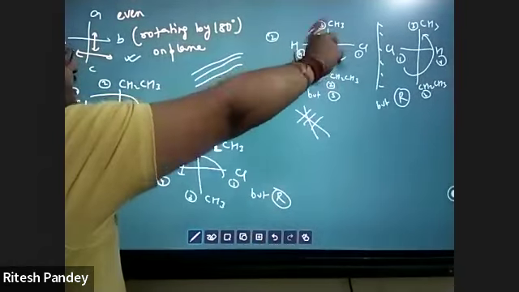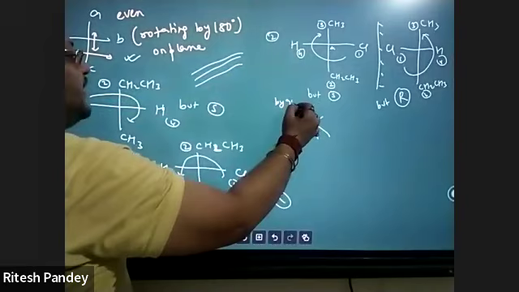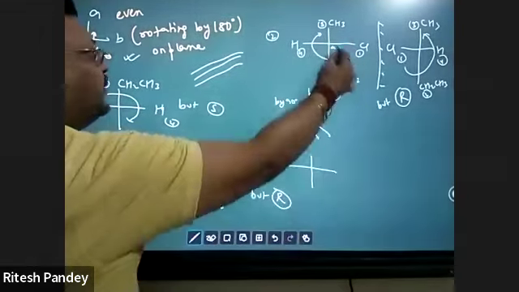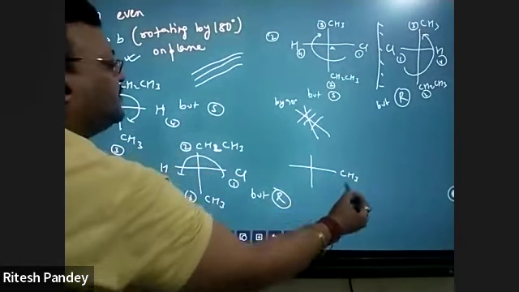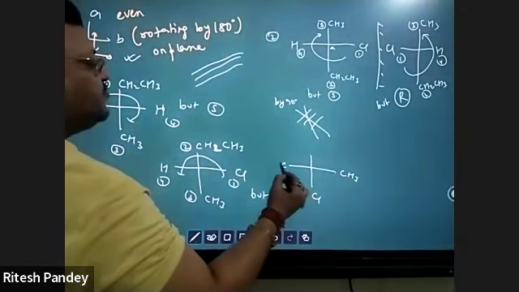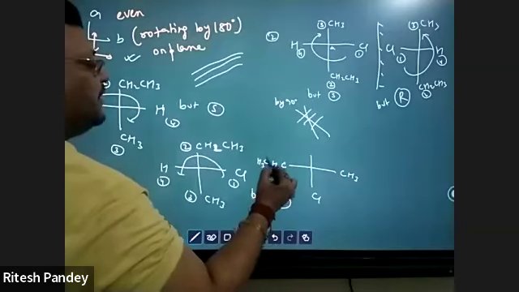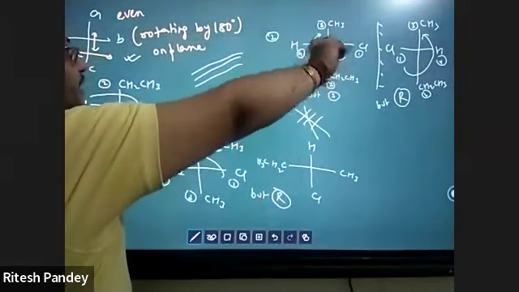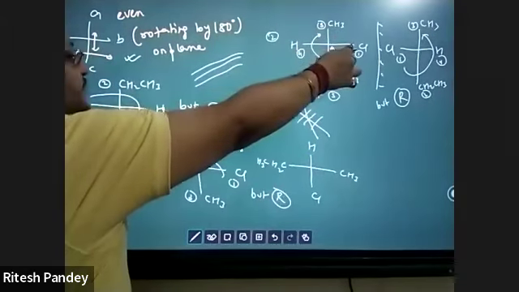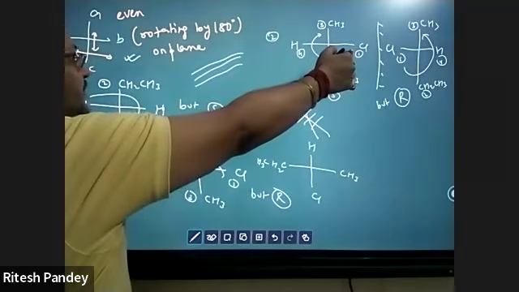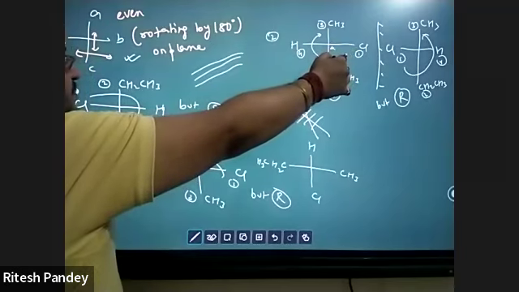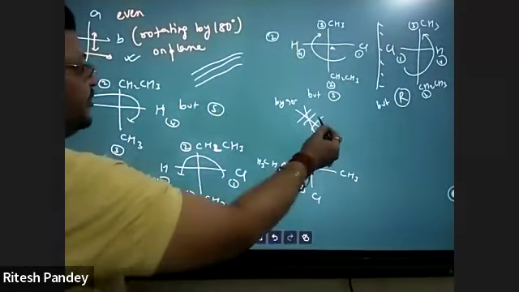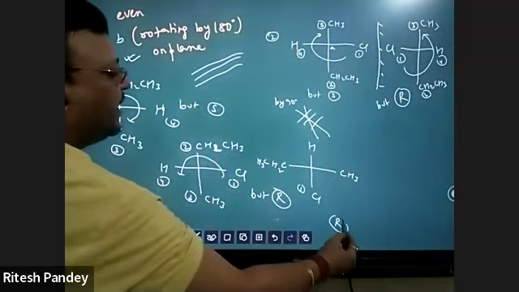If I rotate by 90 degrees, say clockwise, methyl would come here, chlorine would come here, CH2CH3 would come here, and hydrogen would go up. Rotating by 90 degrees clockwise, methyl will come to the right horizontal arm, chlorine will come down to the bottom vertical, ethyl would come here, and hydrogen would go there. I'm claiming it's not allowed, and it's certainly going to be R.